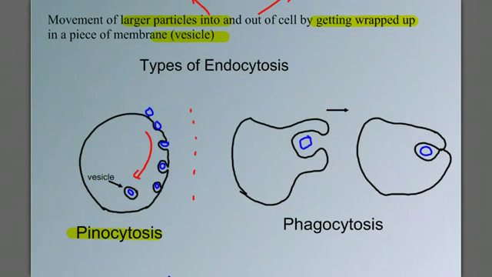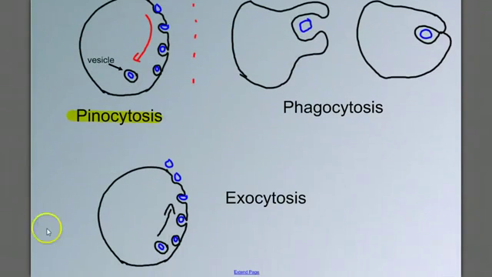The opposite of endocytosis is exocytosis. It's basically pinocytosis in reverse. A vesicle moves to the side of the cell membrane, joins with it, fuses its vesicle with the cell membrane, and expels the particle out of the cell.